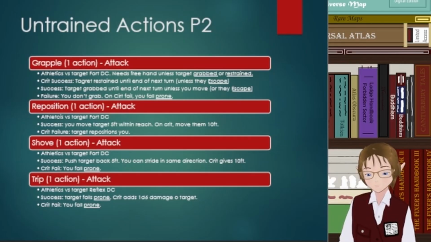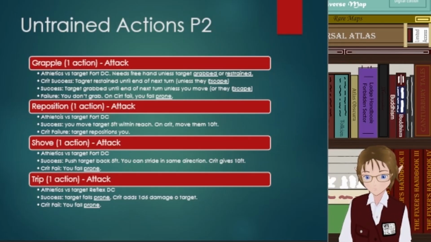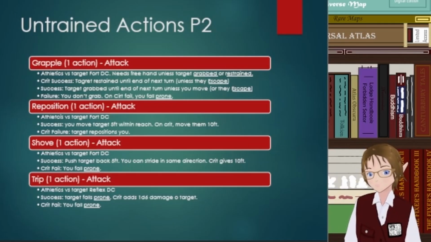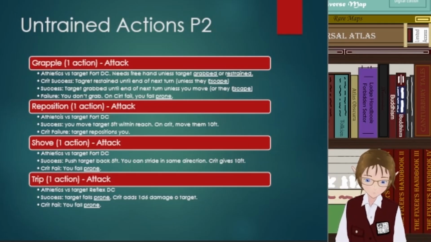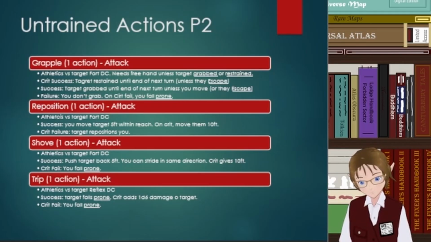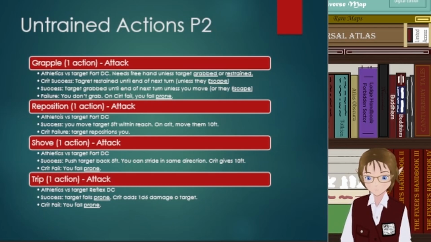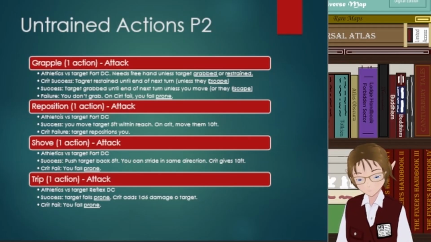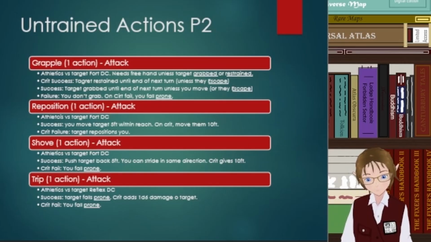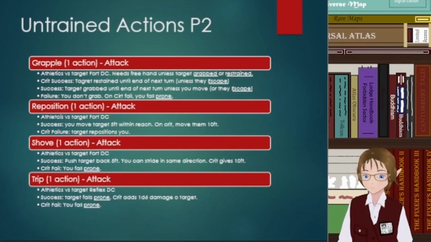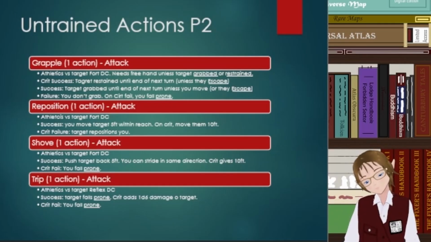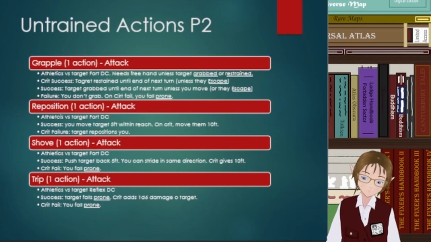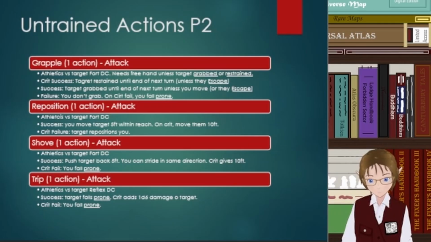The way this works is you roll athletics versus the target's fortitude DC. To use grapple, you need to have a free hand unless the target is already grabbed or restrained by you. Usually, for most player characters, this means you need a free hand. On a critical success, you restrain the target until the end of your next turn. On a success, they are grabbed until the end of your next turn, or if you move, because if you move away from the target, you can no longer grab them. On a failure, you fail to grab them, and on a critical failure, you fall prone in front of them. Falling prone can provoke certain negative effects, such as attacks of opportunity, just so that you're aware of the risk.